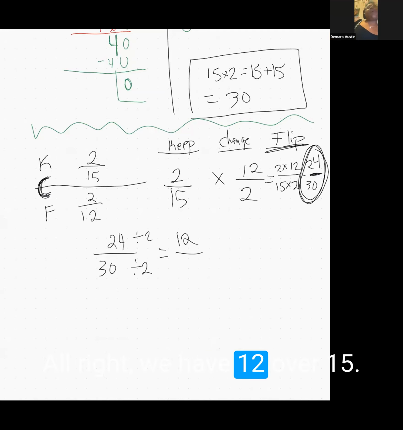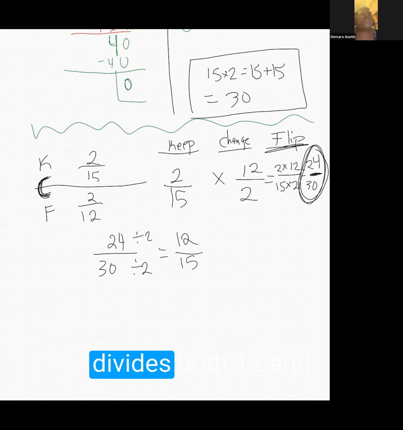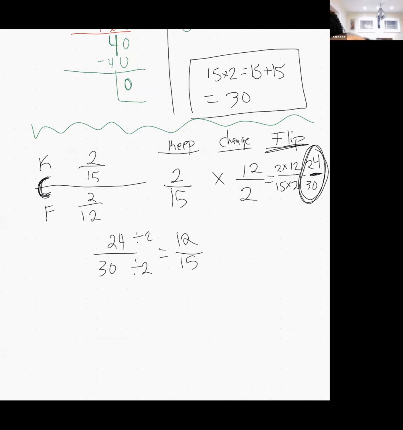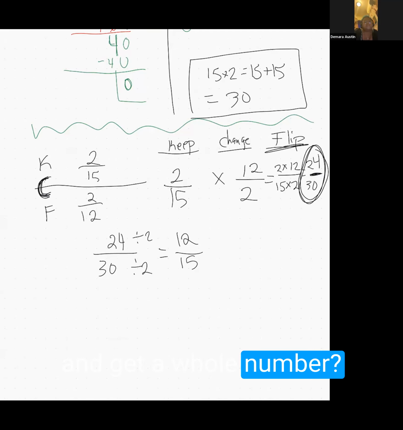All right, we have 12 over 15. Can we simplify that? Is there a number that I can divide both 12 and 15 by and get a whole number?